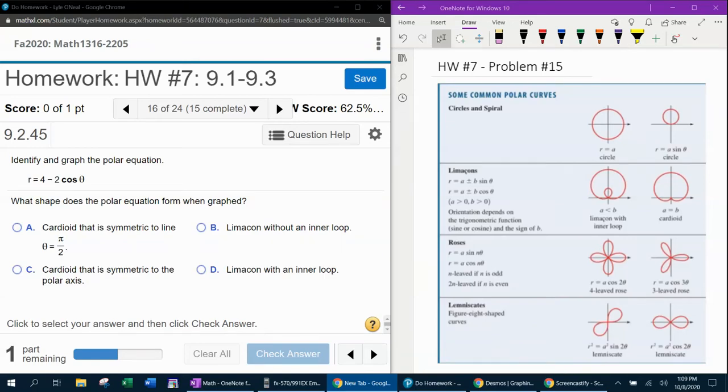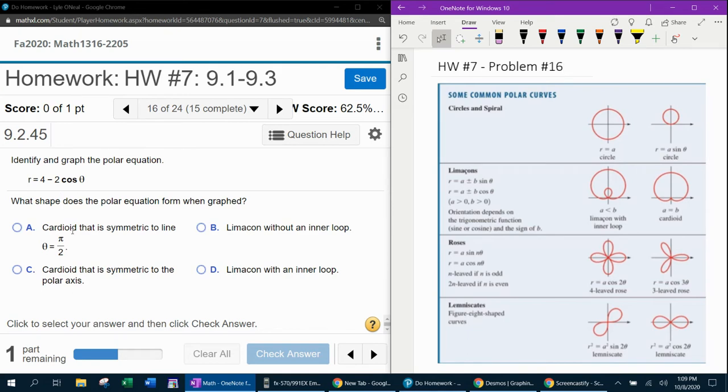All right, here we go. Question number 16. Forgot to change that. 16 from our 13-16 homework number 7 in MyLab Math. They want us to identify and graph this polar equation.